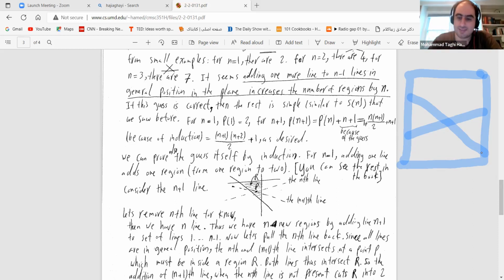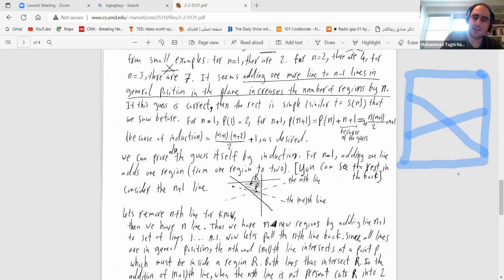Now, let's prove it for the general case. We know that if there are n minus 1 lines and then one line is added, then the number of regions goes up by n. Now, we want to say that if we have n lines and then we add one more line, the number of regions goes up by n plus what? N plus 1. Good.